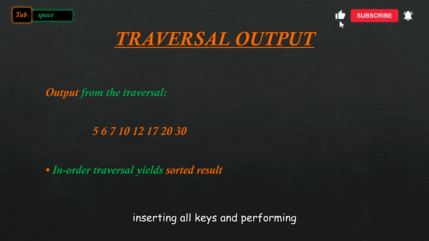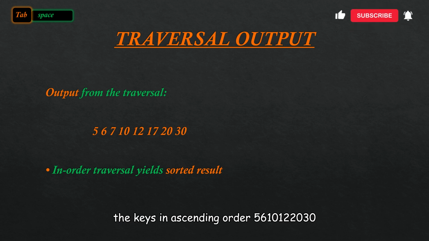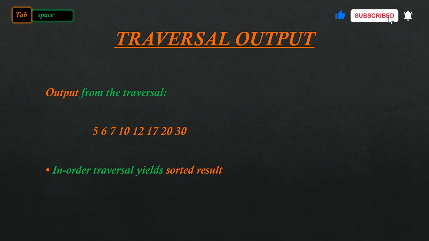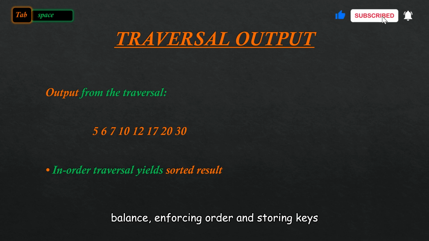After inserting all keys and performing necessary splits, we run the traversal function. The output you see here lists the keys in ascending order: 5, 6, 10, 12, 20, 30, and so on. It confirms the B tree is functioning correctly, maintaining balance, enforcing order, and storing keys across multiple nodes as expected.